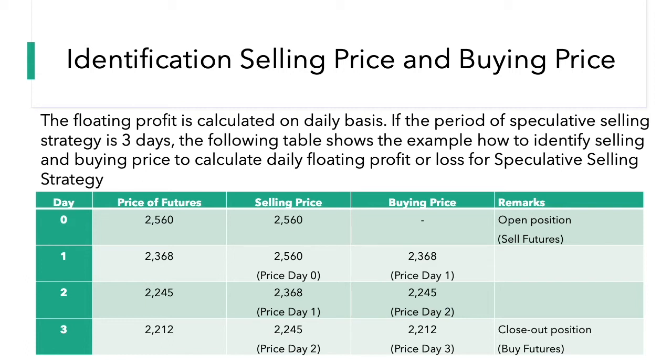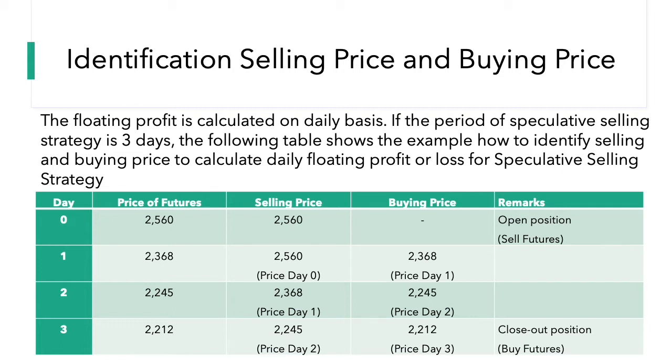So to open position for speculative selling, you start by selling futures contract. So day 1, price moved to 2368. To calculate daily floating profit and loss for day 1, you must identify your selling price and buying price for day 1. So selling price for day 1 is 2560, which is the price at day 0. Buying price is price for day 1, which is 2368. So for day 2, price moved to 2245. So your selling price is the price at day 1, which is 2368, and your buying price is the price at day 2, which is 2245.